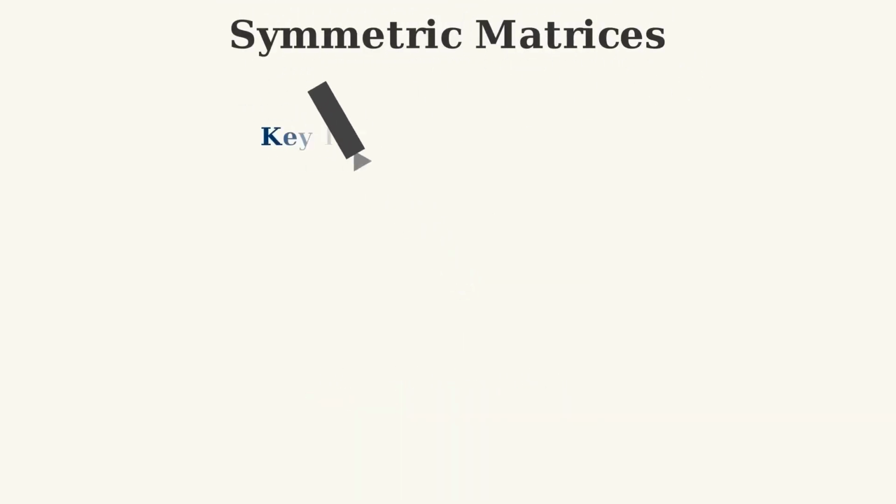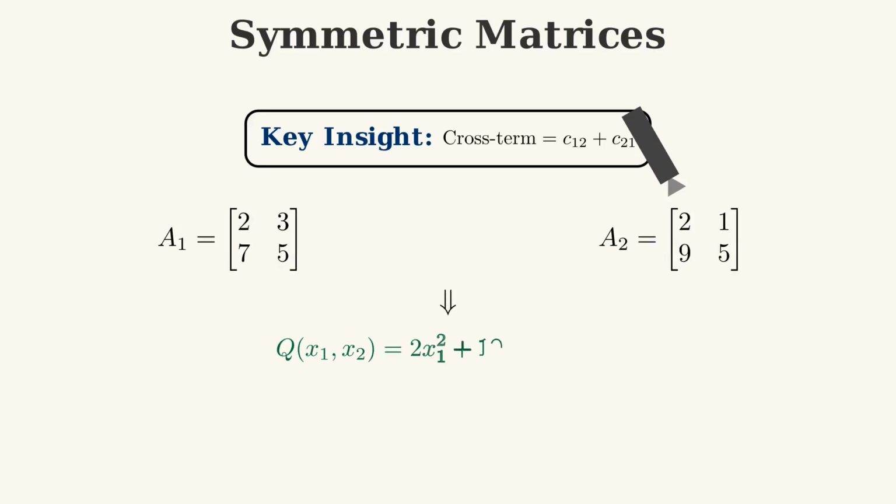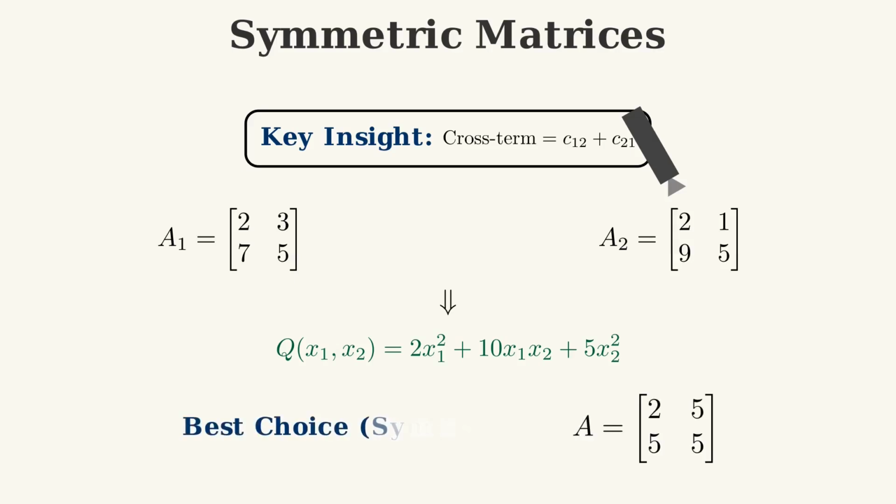Now let's look at symmetric matrices. The key insight is that the cross-term coefficient is the sum of the off-diagonal elements. Because only the sum matters, different matrices can result in the same polynomial. We always choose the symmetric matrix where off-diagonals are equal. Let's work through 3 numerical examples to solidify our understanding.